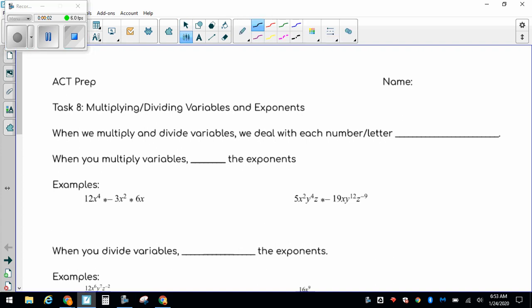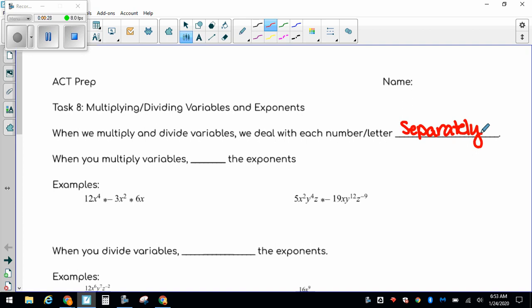For task 8, we're talking about exponents, all the things you can do with exponents. So we're going to start with multiplying. When you multiply and divide variables, we deal with each number and letter separately. So we're going to deal with all of the x's at one time, all of the y's, all the numbers, all the a's. Whatever you have, deal with them all separately.